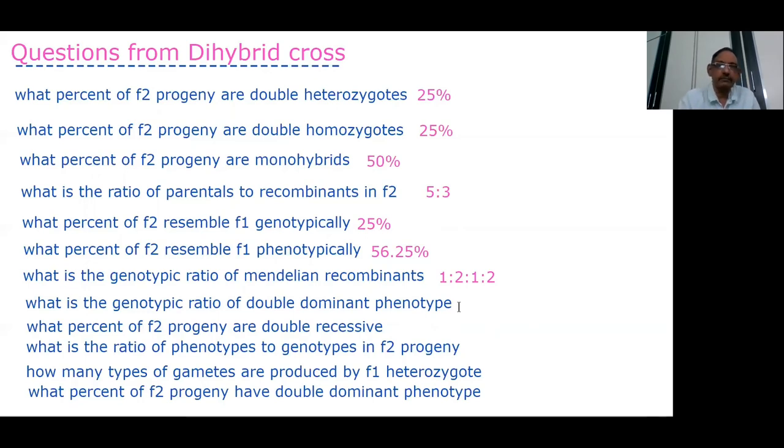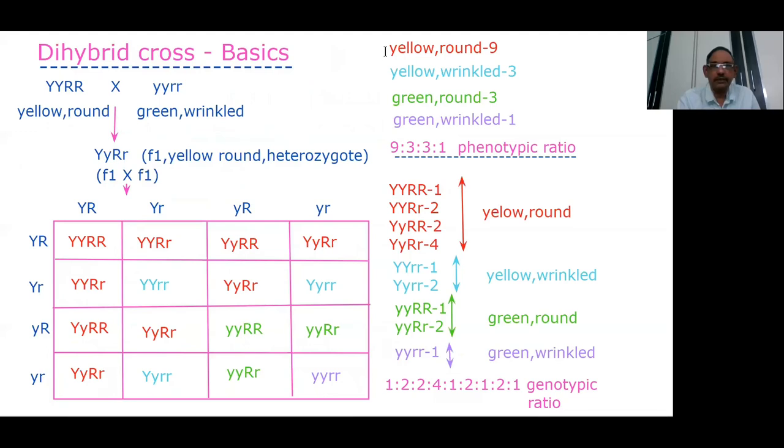Double dominant phenotype is yellow round. These are the double dominant phenotypes: 9 out of 16. These are the four types of genotypes belonging to the yellow round phenotype. They are obtained in 1:2:2:4 ratio. So the genotypic ratio of double dominant phenotype, that is yellow round, is 1:2:2:4.